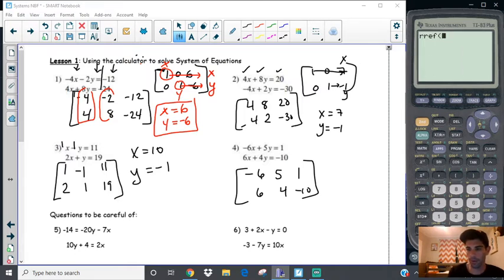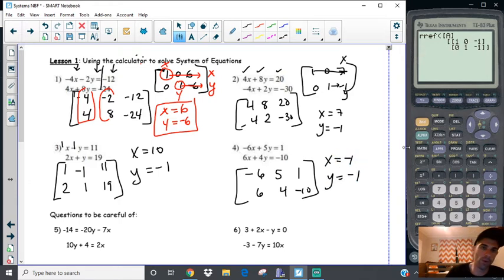We'll go to math, letter B, matrix one more time, enter, enter, 1, 0, -1, 0, 1, -1. So x is -1 and y is -1. So if you paused it and did it yourself, hopefully you got the same answers.